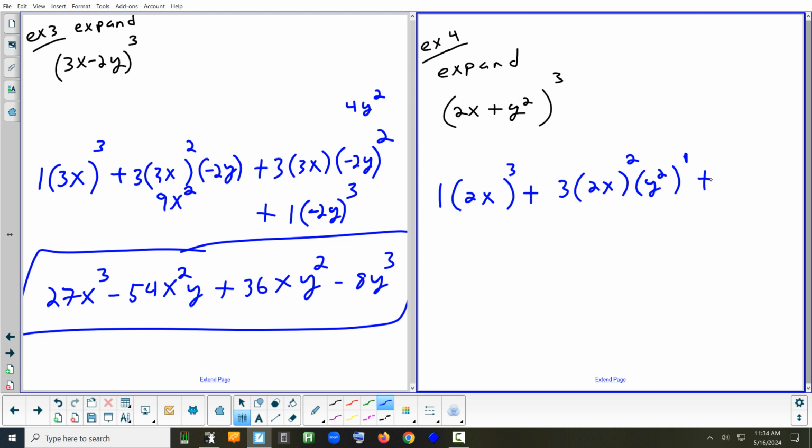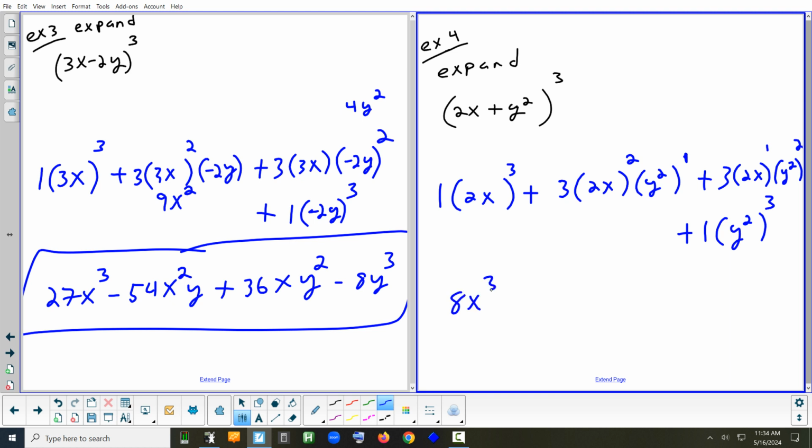Okay. Plus, what's my next coefficient? 3. What goes in parentheses here? 2x to the first. And what goes in parentheses here? Y squared to the second. Last coefficient? 1. The 2x is gone. What goes in the parentheses? Y squared to the third. Okay. What's 2x cubed times 1?